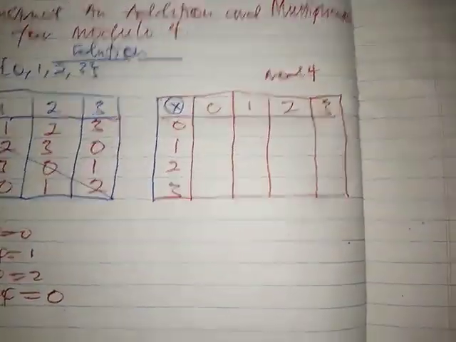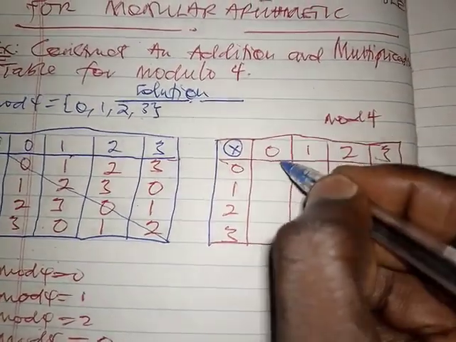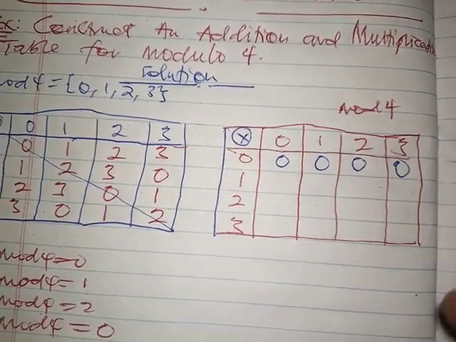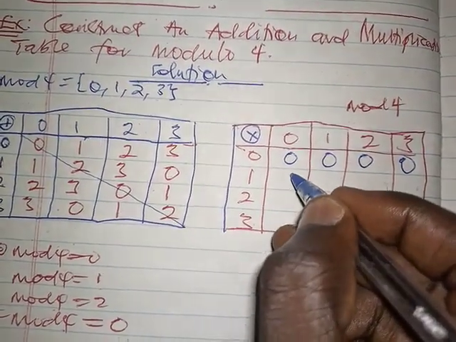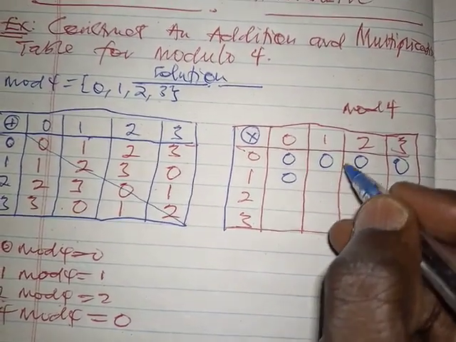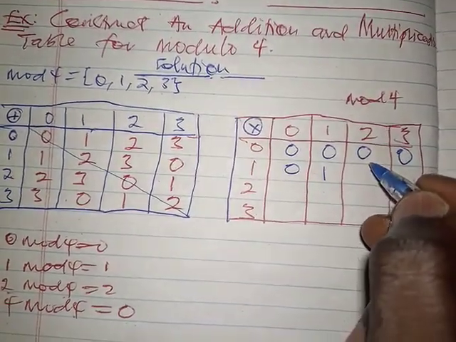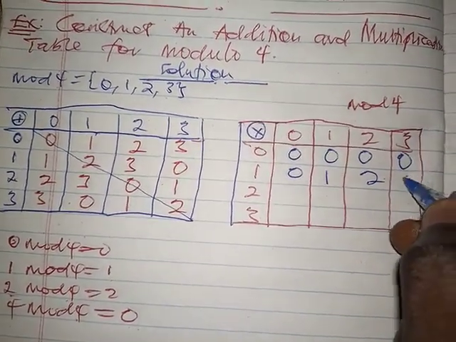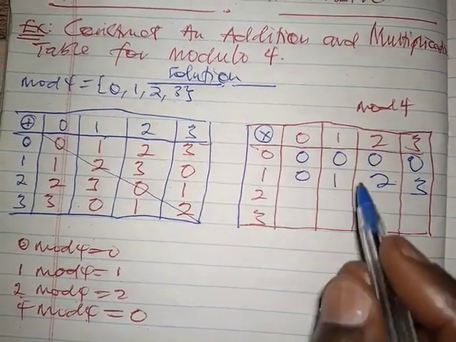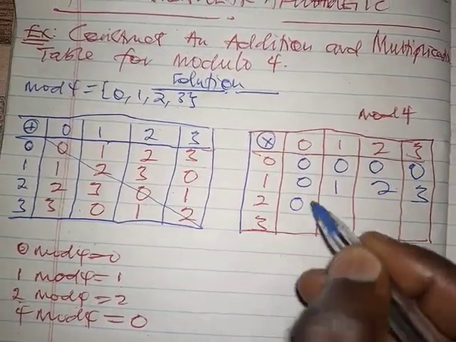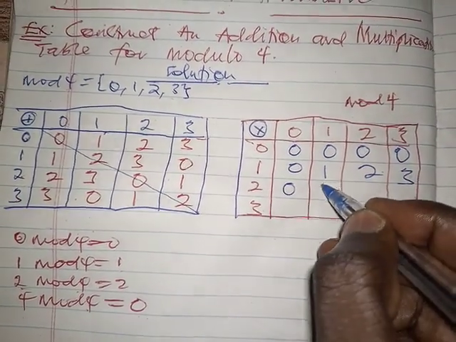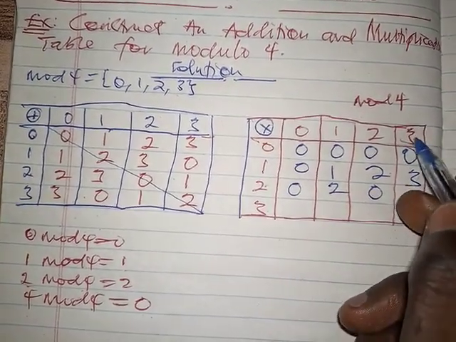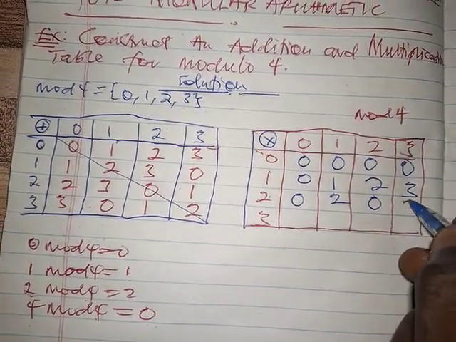Now let's look at multiplication. 0 times 0 is 0, and 0 mod 4 is 0. 0 times 1 is 0, and 0 mod 4 is 0. So you can clearly see we have everything 0 here. 1 times 0 is 0. 1 times 1 is 1, and 1 mod 4 is 1. 1 times 2 is 2, and 2 mod 4 is 2. 1 times 3 is 3, and 3 mod 4 is 3. 2 times 0 is 0. 2 times 1 is 2. 2 times 2 is 4, and 4 mod 4 is 0. 2 times 3 is 6, and 6 mod 4 is 2.